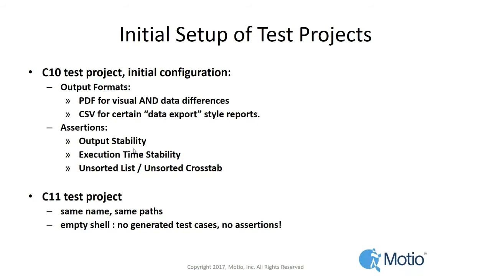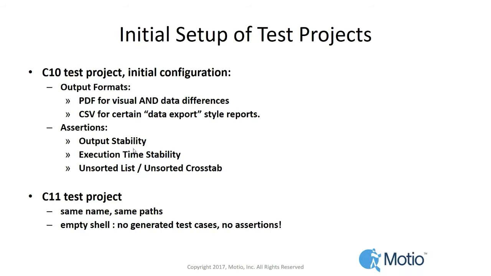So the first thing we're going to do is create a test project in the C10 sandbox. We're going to really rely on the PDF format for the upgrade validation testing, because we can do both visual comparison and data comparison with the PDF output formats. We will use CSV for certain types of reports, these data extract style reports.